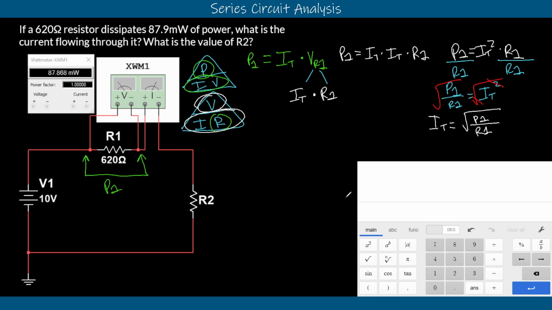Right? We can plug that in. We can solve for IT using this equation, and then we will know the current through the R2 resistor also, and that would be one value for R2. So the first prompt asks us to find the total current. So this is actually one of our goals.